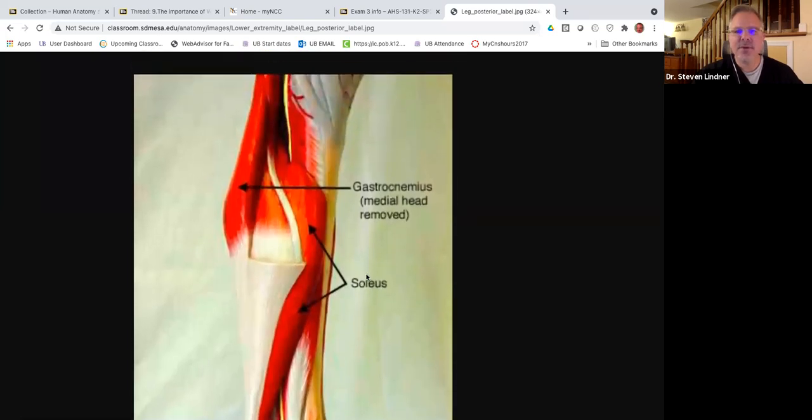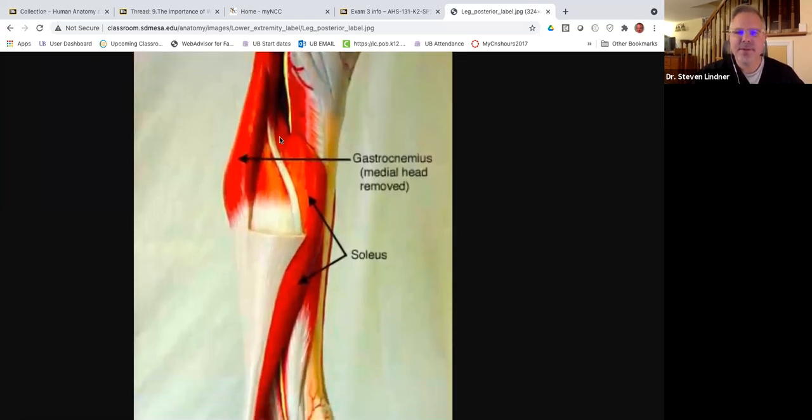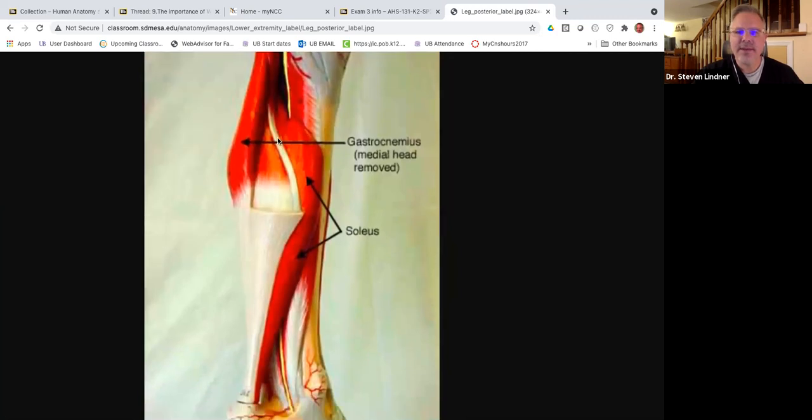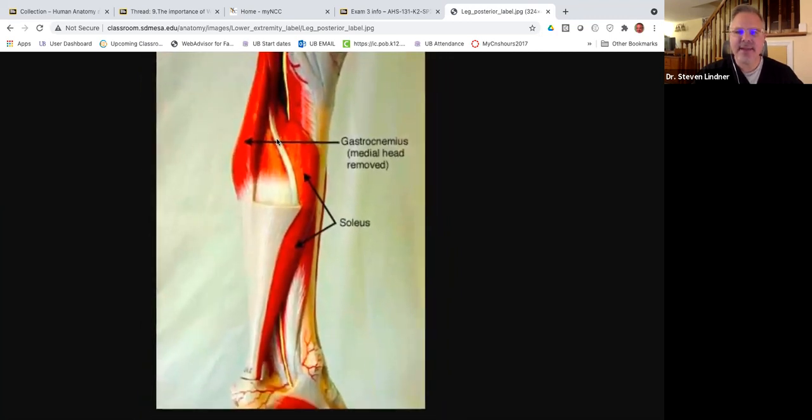So from this view, this is the posterior leg. All we did was dissect and pull away the medial head of the gastrocnemius. So it says here, gastrocnemius, medial head removed. This is where the medial head was removed. So this portion is the lateral head. I don't want you to get confused. The arrow is pointing here. That is the lateral head of the gastrocnemius. The medial head was dissected away so we can see what's deeper to it.